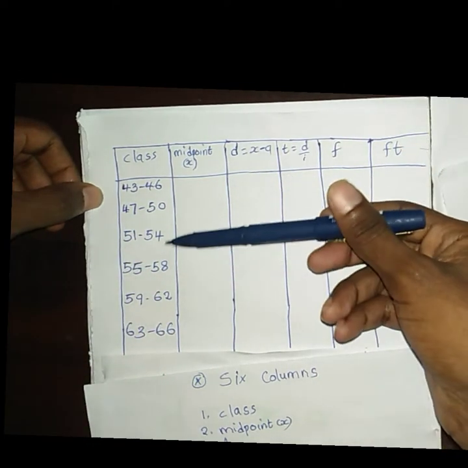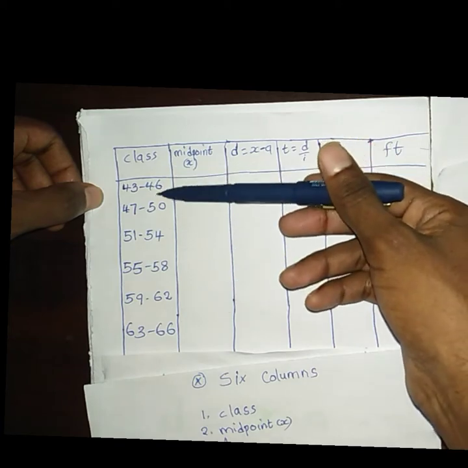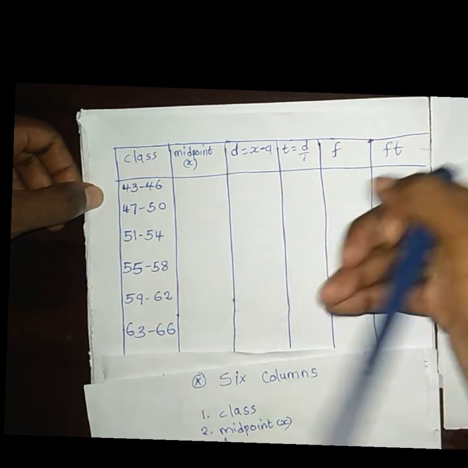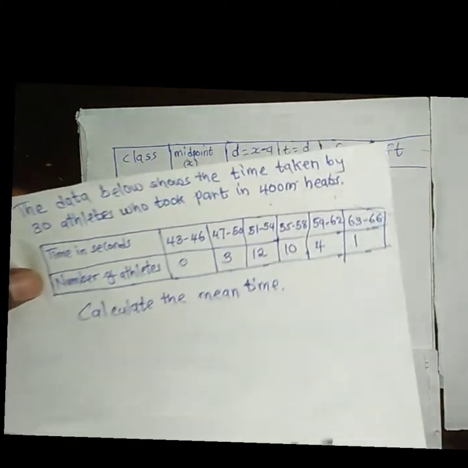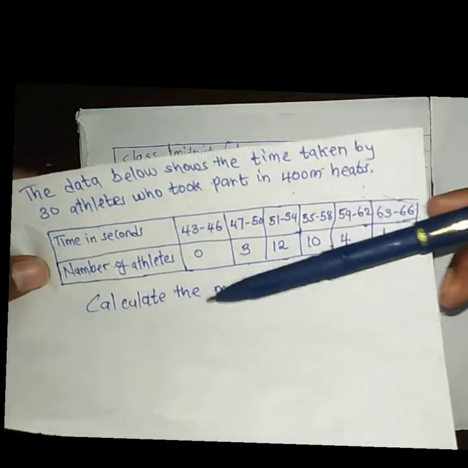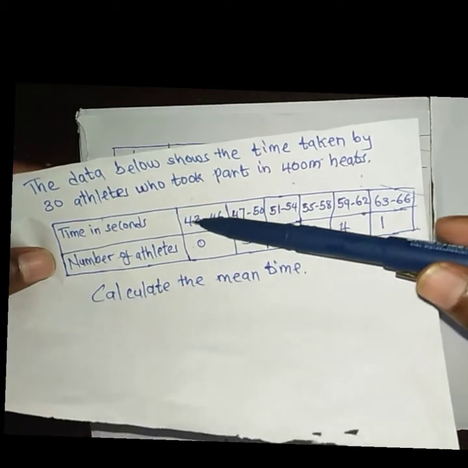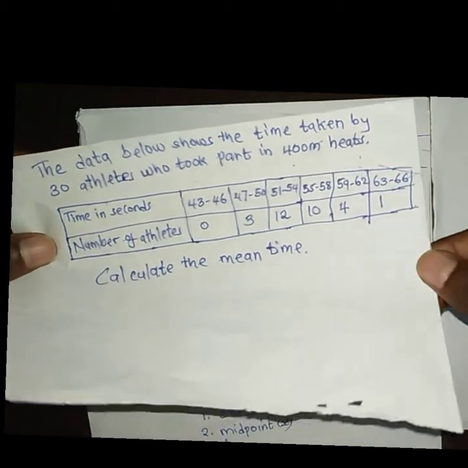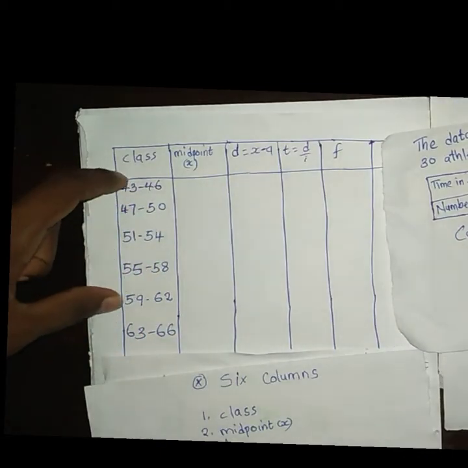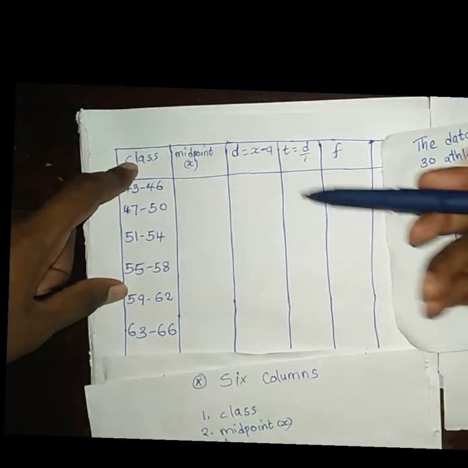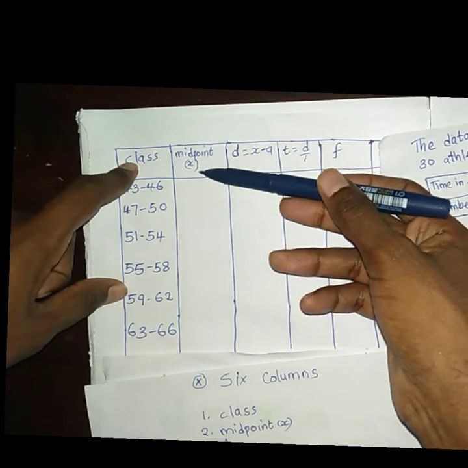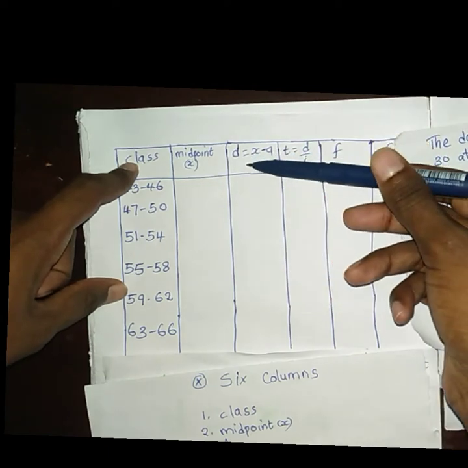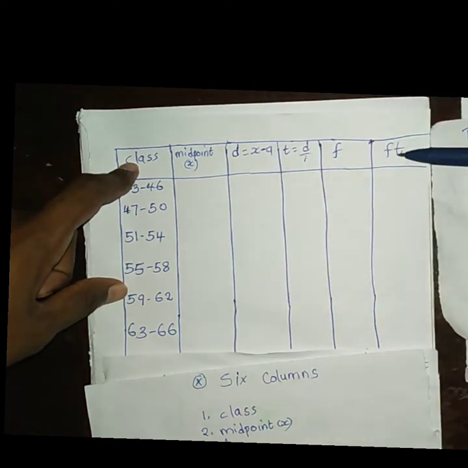I entered the values of the class column, and we have said the class column and the frequency column are always given in the question. These are the values of the class column, and these are the values of the frequency column. You only need to fill those columns. So we need to fill the midpoint column, the D column, the T column, and the FT column.